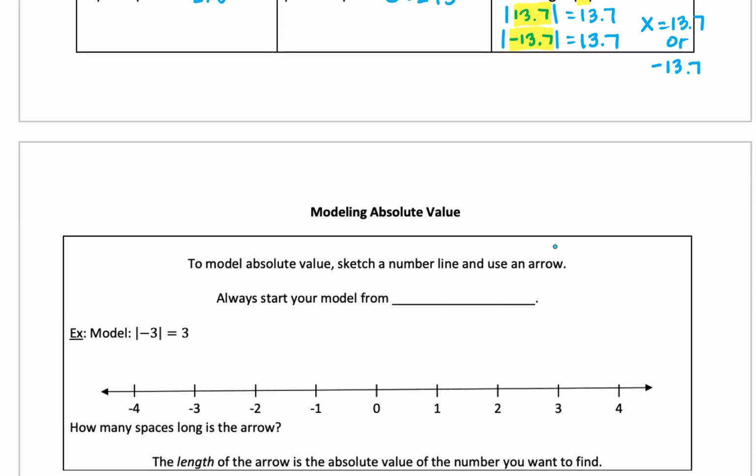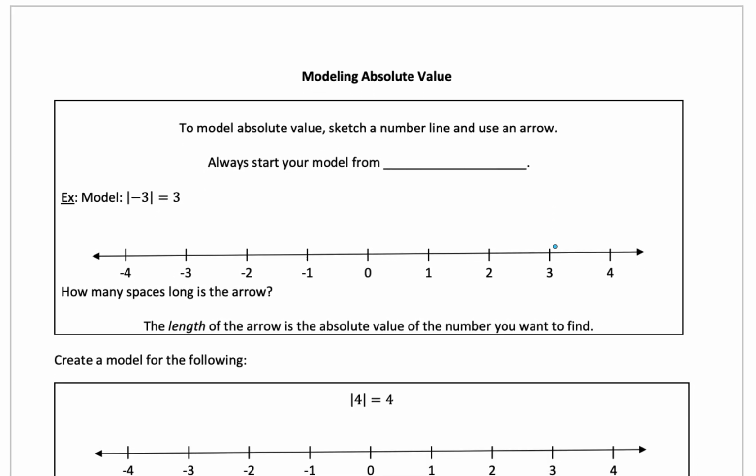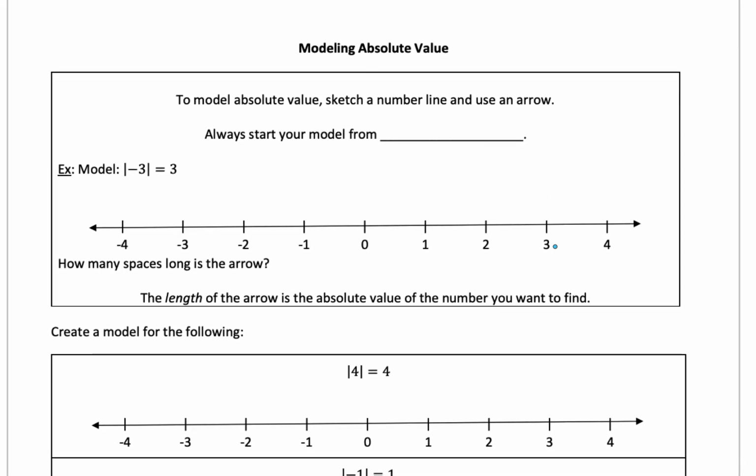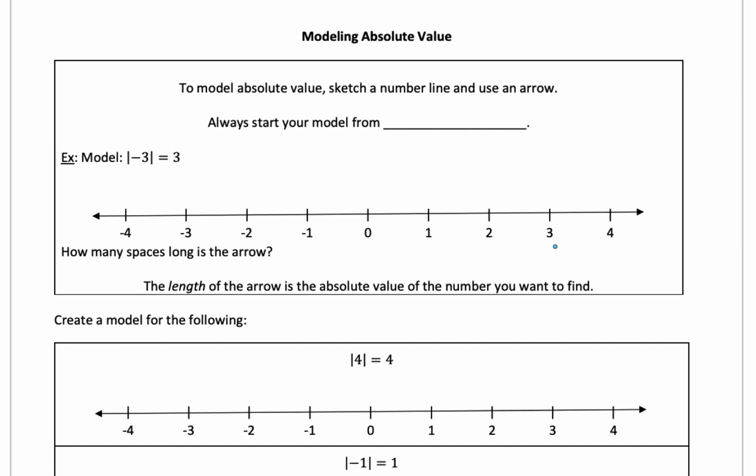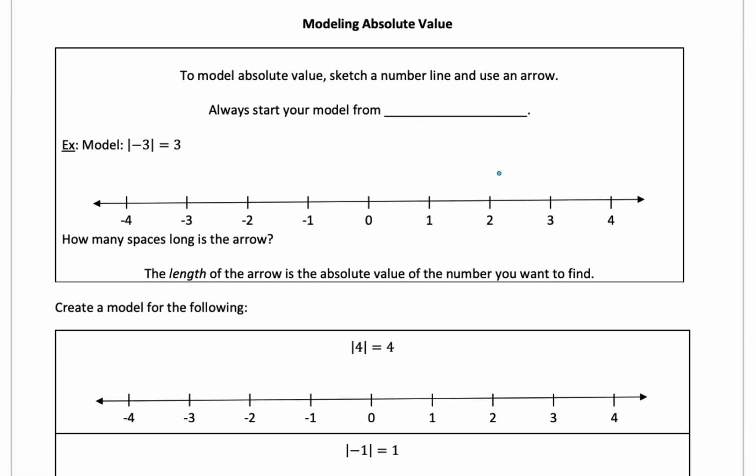So we're going to move on and look at how we can model this on the number line, and we kind of saw it when I first explained it, but we're going to do this again. When we model absolute value, you just need to have a number line sketched and use an arrow. You're always going to start your model at the number 0, because if you think back to our definition of absolute value, it's a number's distance from 0. So we're going to actually draw the distance from 0 to the number that we're modeling.